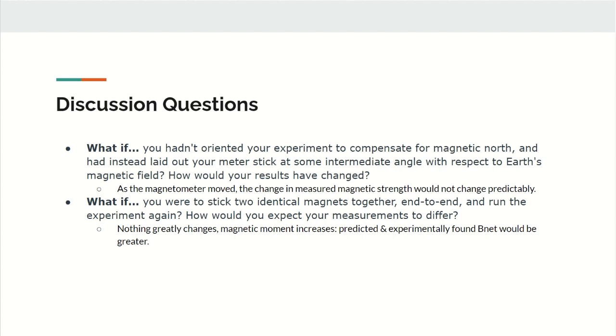Likewise, if I were able to stick two identical magnets together end to end and run the experiment again, nothing much would change. The magnetic moment would increase, assuming that the two magnets were lined up in a correct manner with north and south being in the right orientations. But anyways, it would not impact much of the experiment. It would probably increase our magnetic moment that we both predict and would experimentally have found.